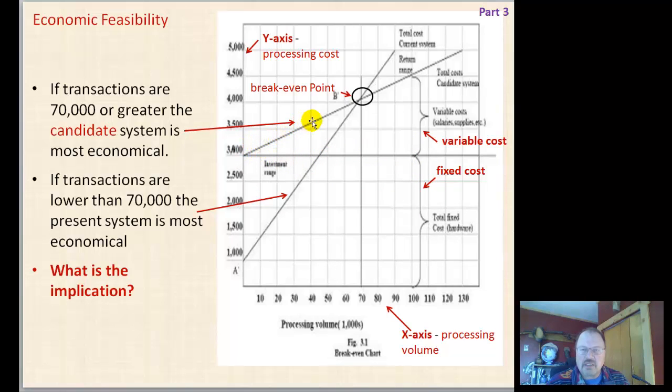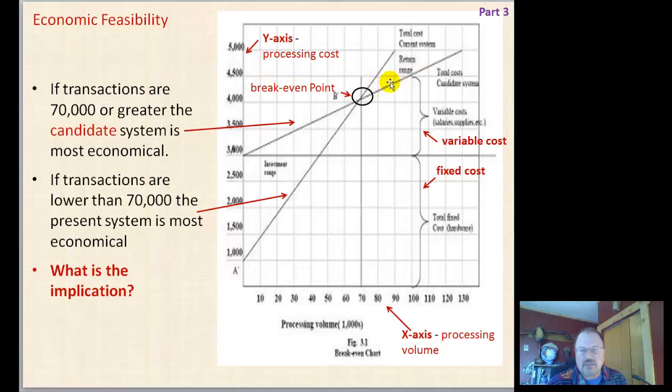So what we're seeing here is there's a break-even point at 70,000 units. Now what that means is that if I'm going to develop this new system, and if I only intend to build 30,000 units, my processing volume is only at 30,000 units, well, then I don't really make any money. Okay, at 70,000 units is my break-even point, and anything above that is costing me less per unit.